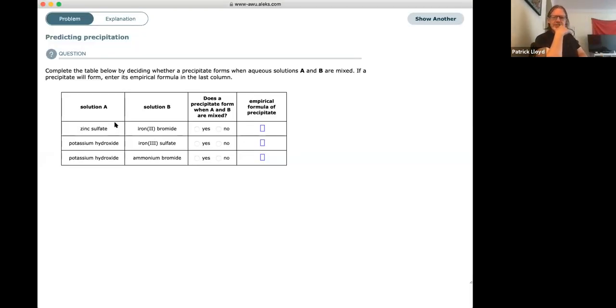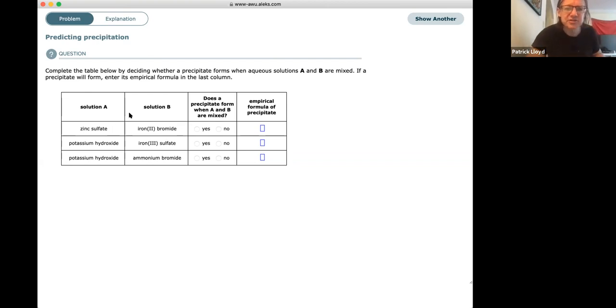Okay, third one, predicting precipitation. Complete the table below. Here we have potassium hydroxide and ammonium bromide. What we found when we looked at those exceptions is that ammonium is generally pretty soluble, which is kind of interesting. And potassium is as well. Those alkali metals are generally pretty soluble. So we may not actually get a precipitate out of this third one. Let's take a look at it.